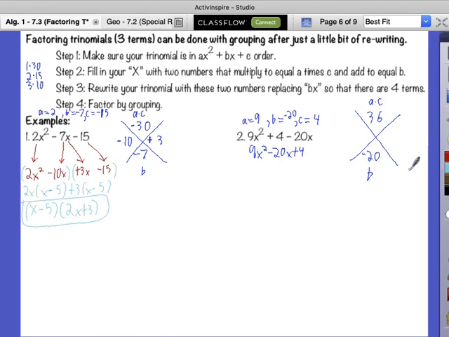So now we're going to need to figure out two numbers that multiply to the top and add to the bottom. Now before, on the previous one, we said we were multiplying to a negative number, we multiplied to negative 30. We needed a negative and a positive. Here, if we're multiplying to a positive number, what do we know about the two numbers?